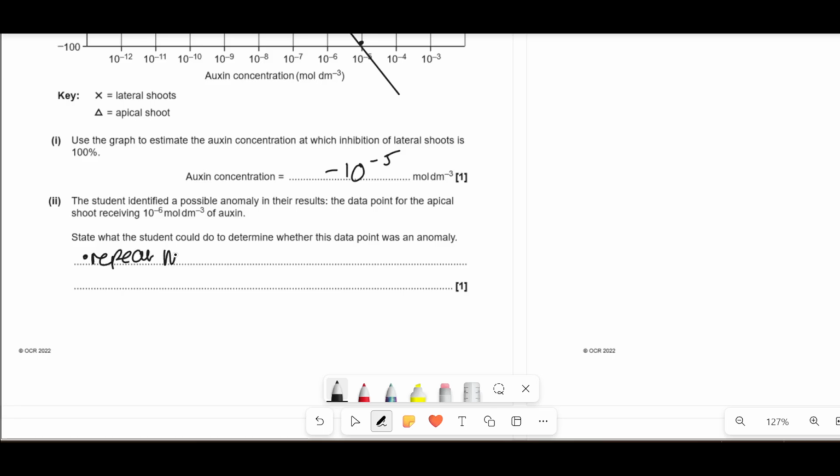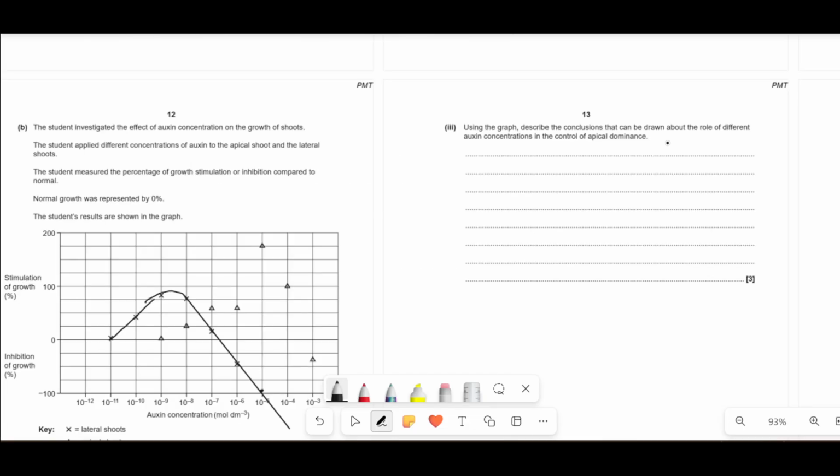So you would repeat the measurements for that concentration. Because then if you kept doing it over and over again and got the same thing, then it probably isn't an anomaly anymore. There's something wrong with your method. In the same sense, if I flip a coin 10 times again and now I've not got all 10s, it probably was just an anomaly. Using the graph, describe the conclusions that could be drawn about the role of different auxin concentrations in the control of apical dominance.